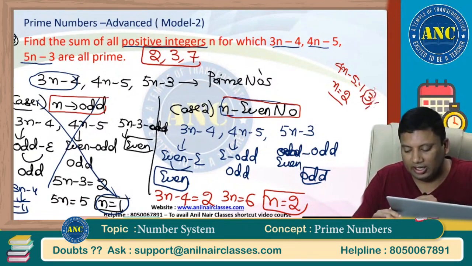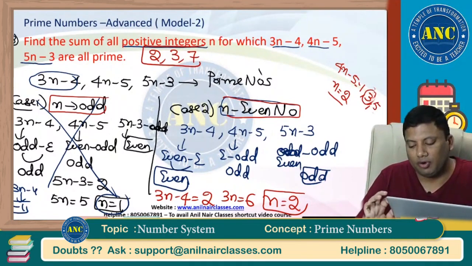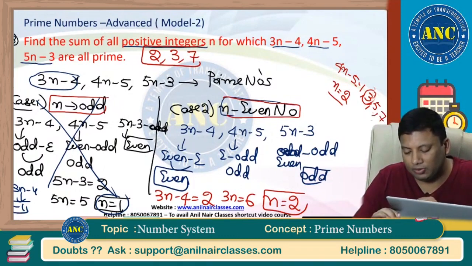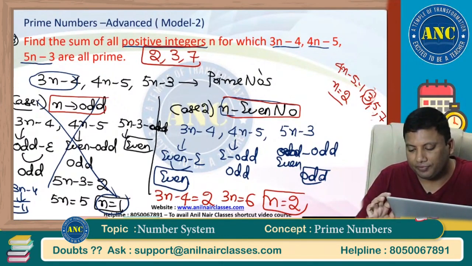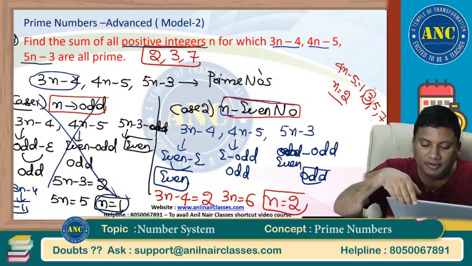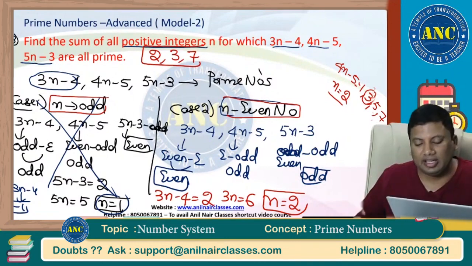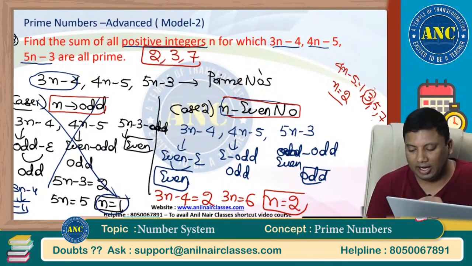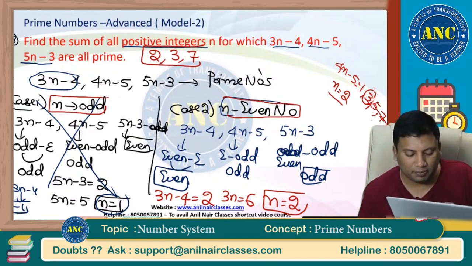That is what I did. If 4n minus 5 is 5, the n value is 10 by 4, not possible. Now if you see, 4n minus 5 is 7, 4n equals 12, n is 3. If n is 3, I am saying that n is an even number, so it is not possible. Like that, further cases are not possible.